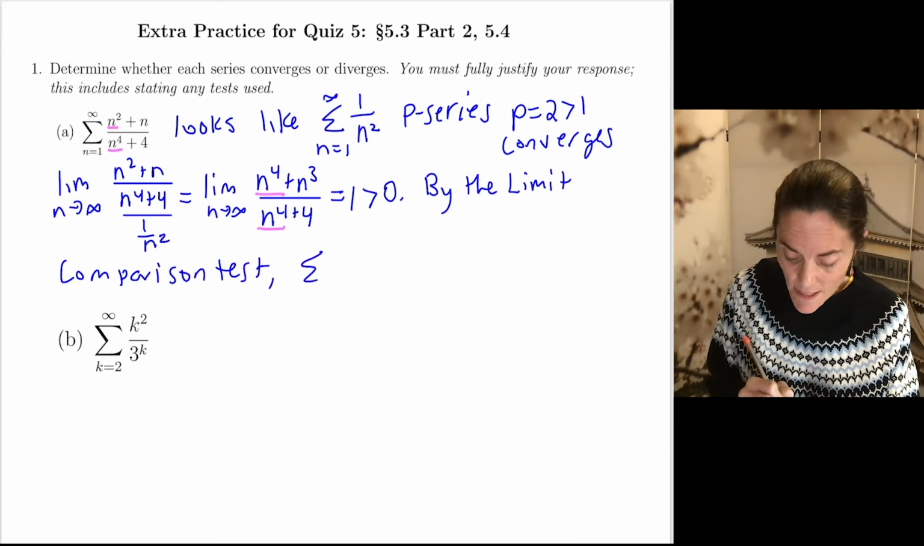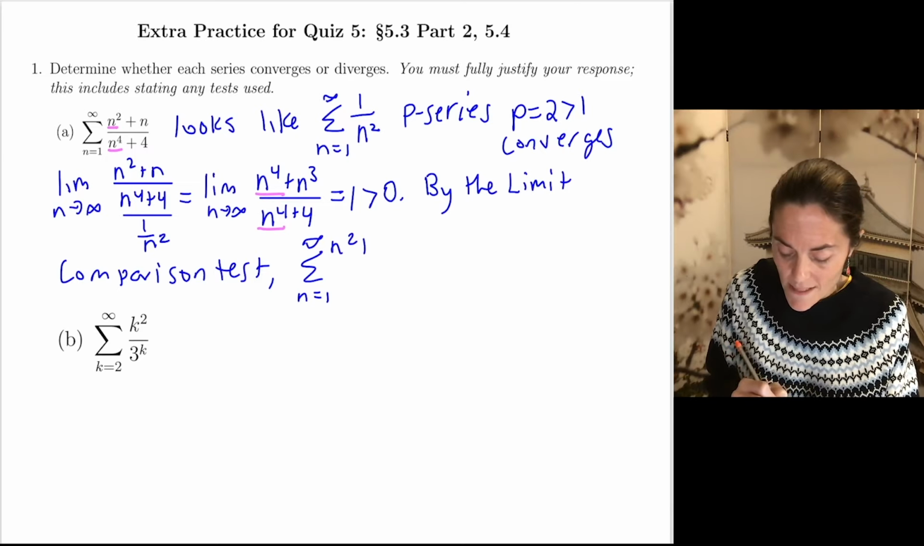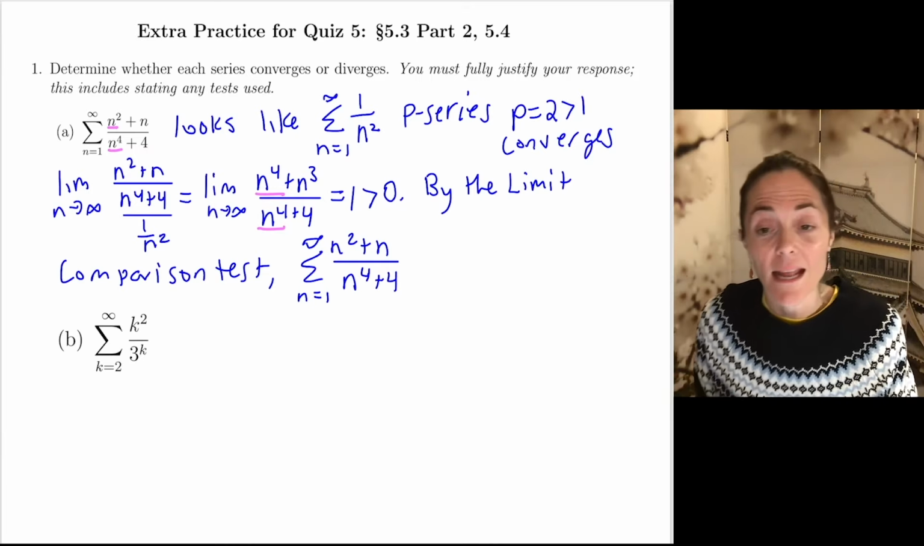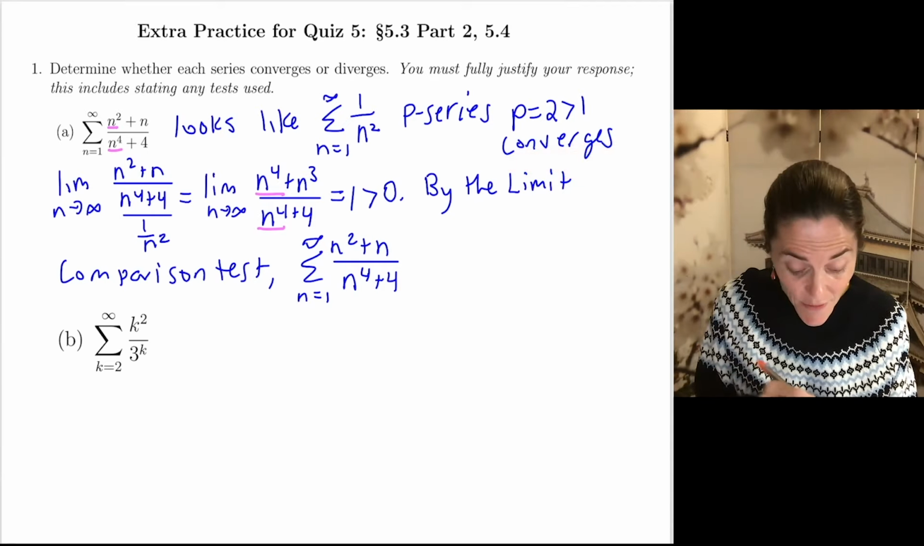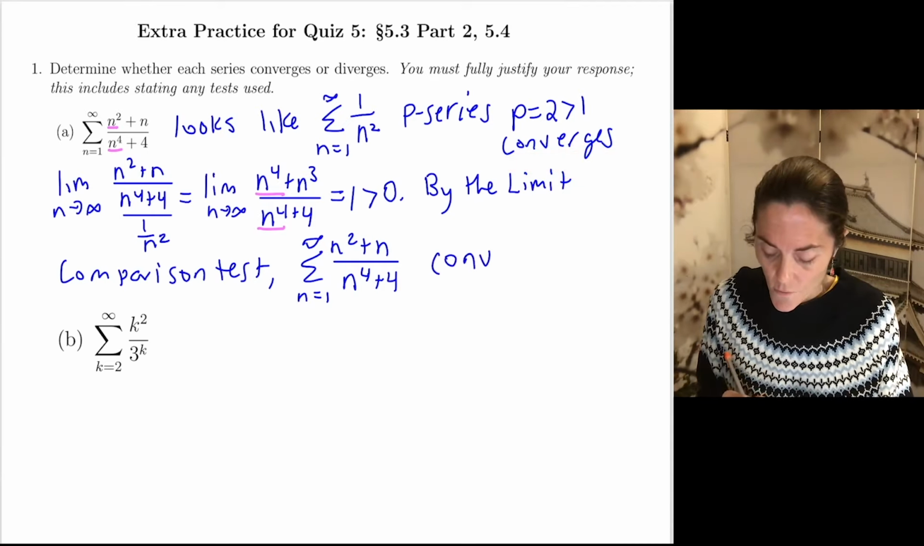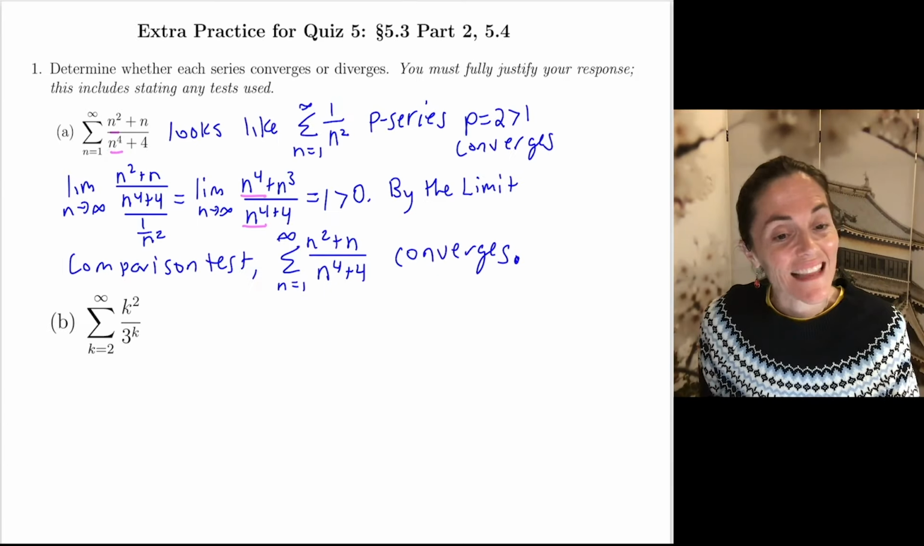My series, n equals one to infinity of n squared plus n divided by n to the fourth plus four, has the same behavior as this, which I have justified, and that is converges. So we have a convergent series here. Now for 1B.